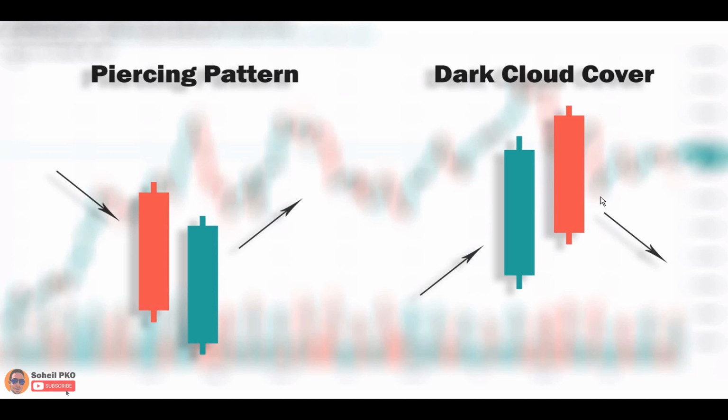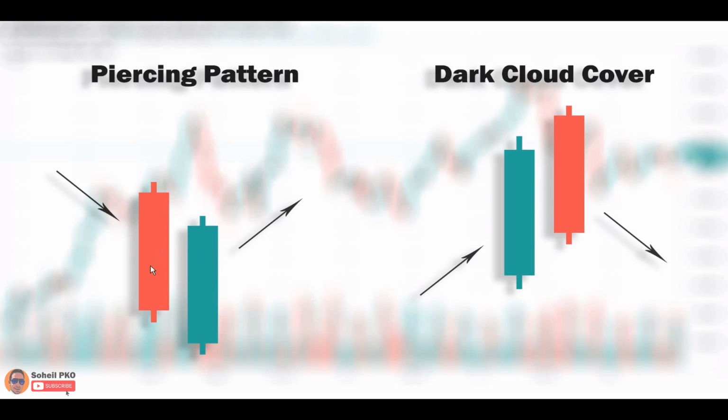And the piercing pattern is the mirror image of the dark cloud cover. Here the first candlestick is red and the second is green. Both of them are fairly long with small or no shadows. As I said, with longer shadows, the pattern can still be valid.